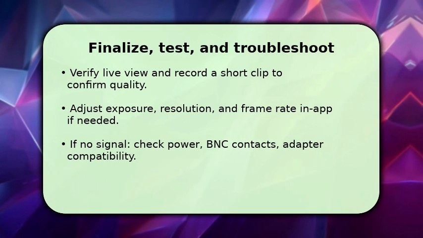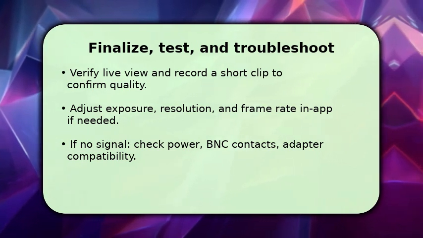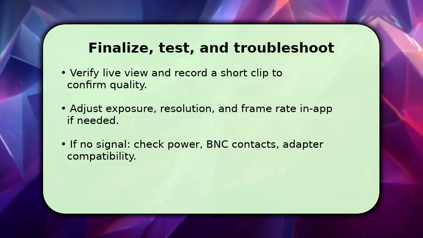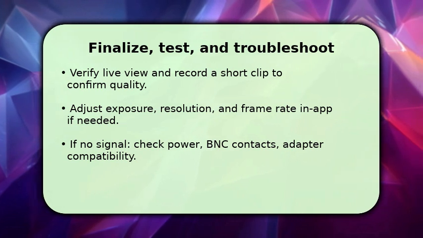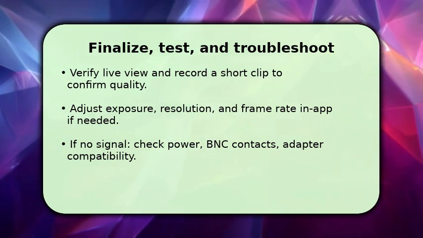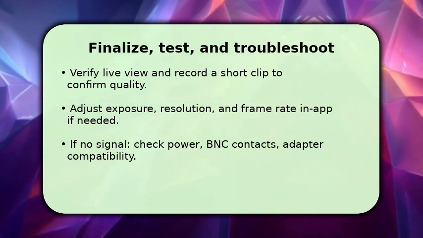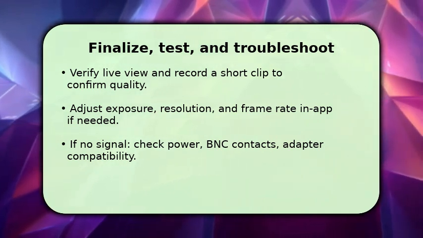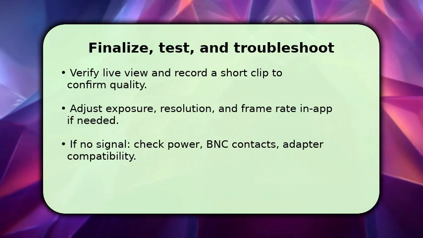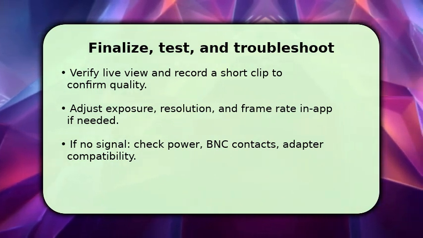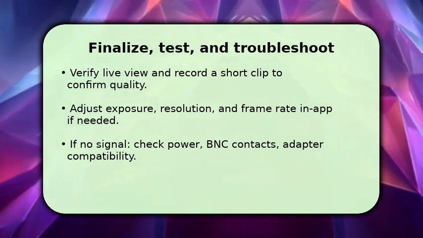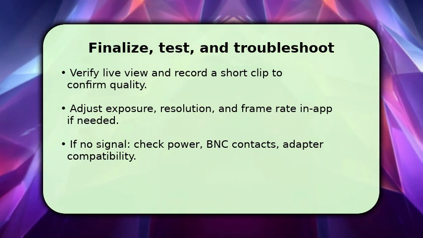If the image looks wrong, make small adjustments to exposure and resolution in the app because AHD resolutions can differ and the capture device must match. If you see no signal, first confirm camera power and tight BNC connections, then swap the adapter or try another phone to isolate incompatibility. One key tip: reboot the app and reconnect hardware before changing settings.